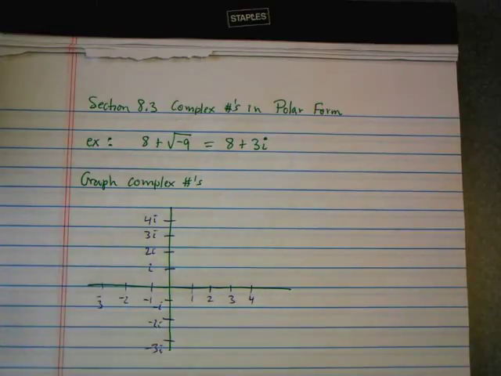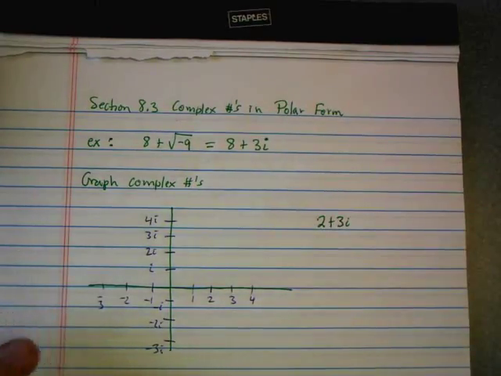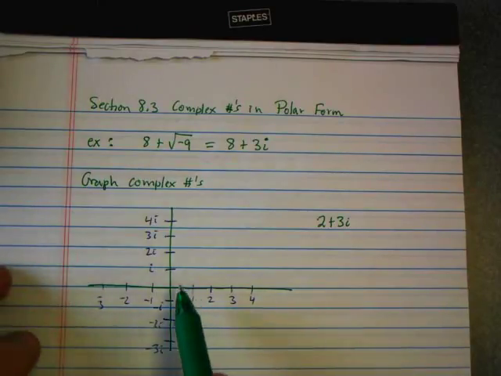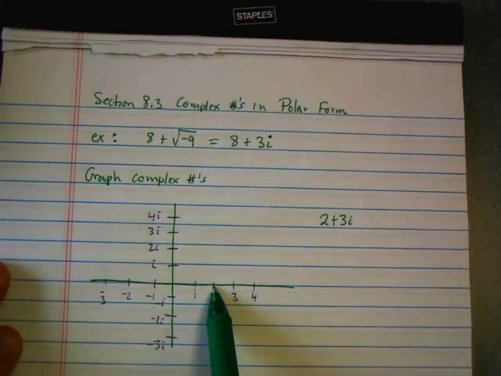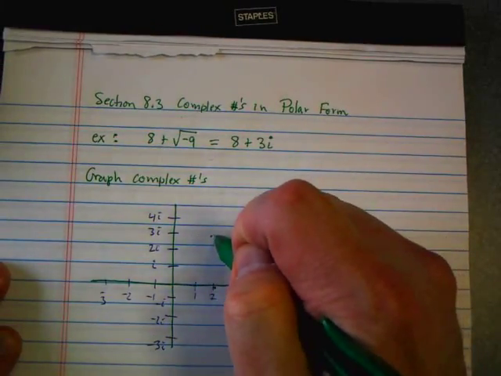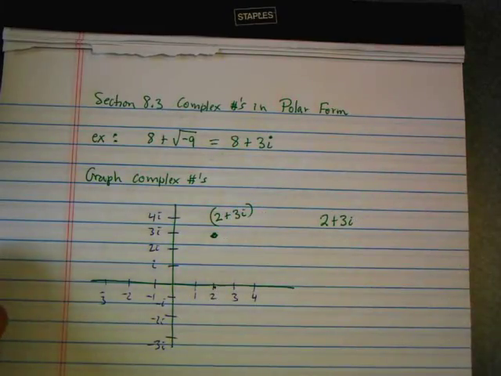So if I asked you to graph 2 plus 3i, where would 2 plus 3i be? Well, I start at the origin. I go over to the 2, and then I go up to the 3i, right there. So we would put a dot right there. This would be 2 plus 3i. Instead of a comma, it's an addition sign. Correct.